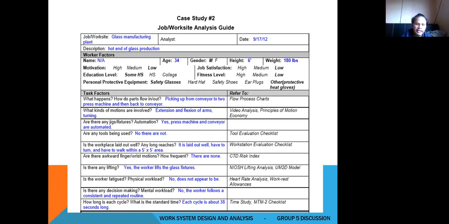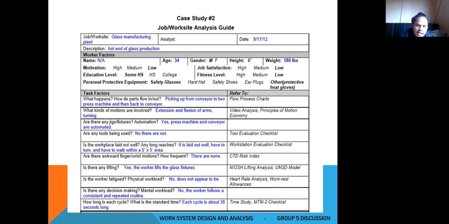And is there any lifting? Yes, the worker lifts the glass fixtures. So the employee will lift the glass. So we need to analyze with the NIOSH lifting analysis and the 2D model. Is the worker fatigued by physical workload? No, does not appear to be. Is there any decision-making or mental workload? No. The worker follows a consistent and repeated routine.